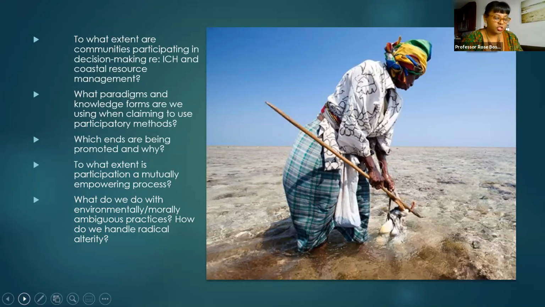The third question, which ends are being promoted when we engage in participatory research endeavors? That is, who are the true beneficiaries of knowledge created via participatory methods? A fourth question, to what extent is participation a mutually empowering process? That is, what do we learn and how are we transformed by participatory engagements as researchers who are intersubjective interlocutors in the research process? To what extent are we participating in the participatory research?